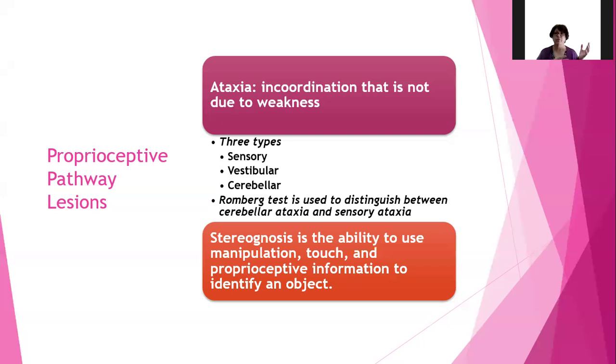Stereognosis, which we talked about before, can be a dysfunction of the somatosensory cortex, or it can be a dysfunction of the pathways leading to the somatosensory cortex. So if you can't use manipulation, touch, and proprioceptive information to identify an object, it can be either central or peripheral.